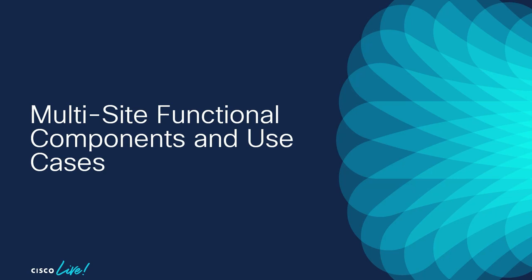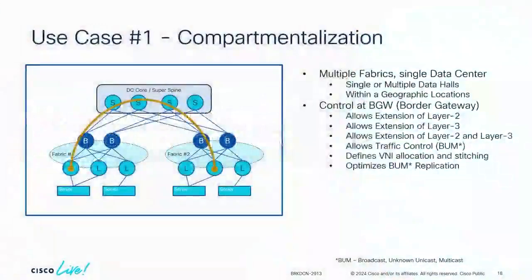Multi-site has multiple functional components and use cases. So use cases is what we came up with, what we think makes sense. And when we started with multi-site, what could have been our first use case we think of? Everyone would say DCI, data center interconnect. Well, actually, we didn't. We had another problem to solve at that point.